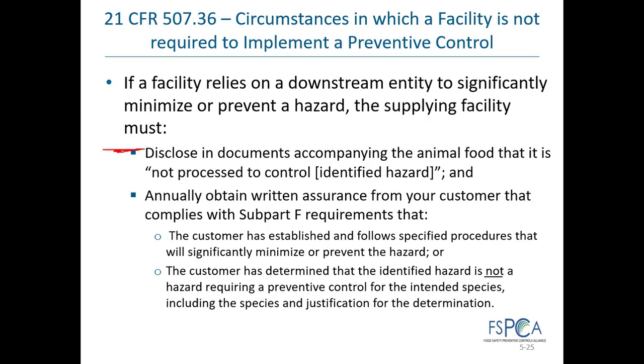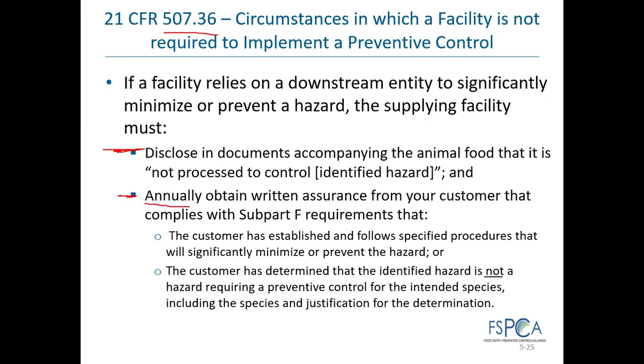You also need to obtain those assurances that I was just talking about, and you need to do that annually. So every year you need to have signed documents with your customer that says that customer is controlling the hazard. And there was some language in the record keeping section about assurances, so make sure you review that as well. Okay, so that's 507.36, customer controls a hazard for you.